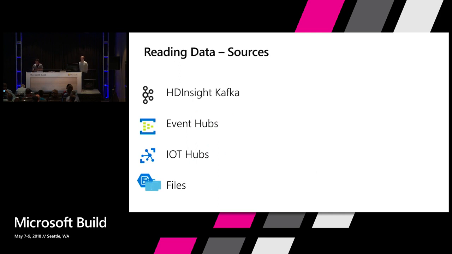We say that streaming data typically comes in through some sort of stream framework. If you are in the open source world and you use Kafka, we have support for HD Insight Kafka. That's a first-party offering from Microsoft, so you can run Kafka on Azure through HD Insight. If you wanted more of a PaaS offering, you could use Event Hubs. If you wanted much richer IoT scenarios, you could use IoT Hubs. Or hey, if you had an old system which was just writing stream data to files, we'll let you read from files.